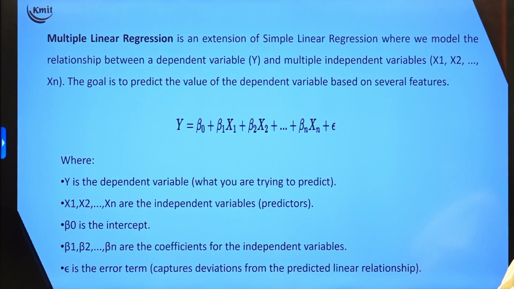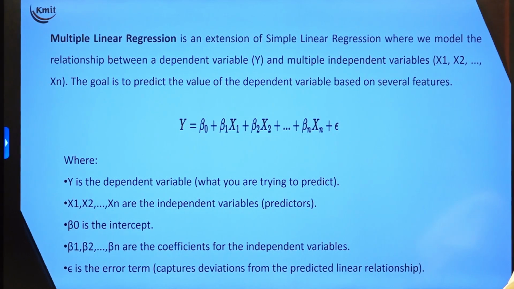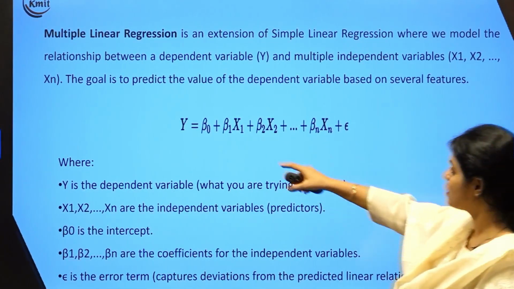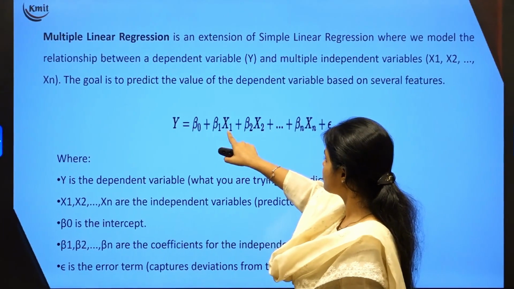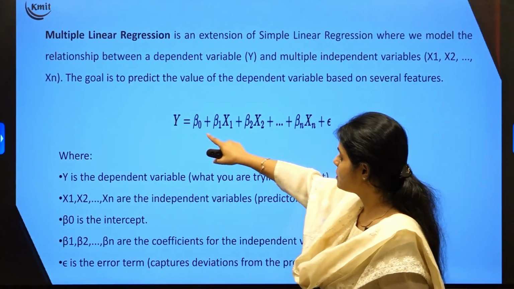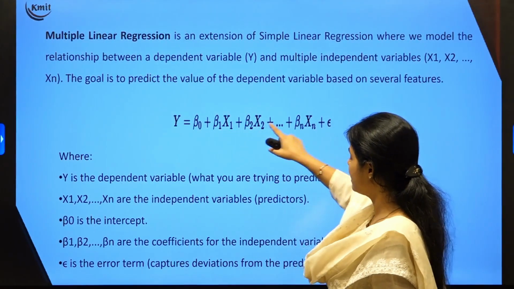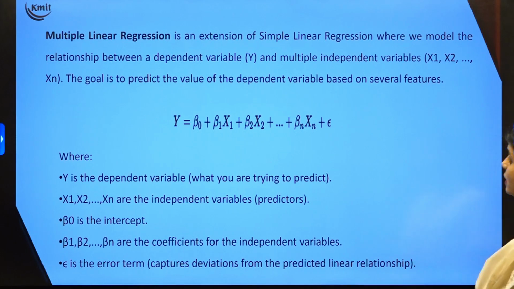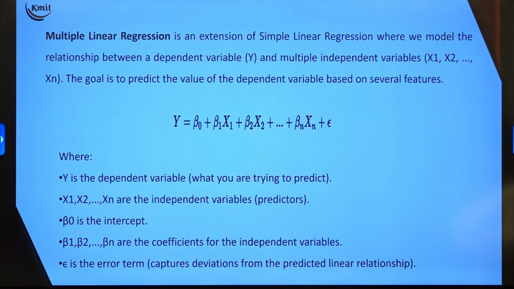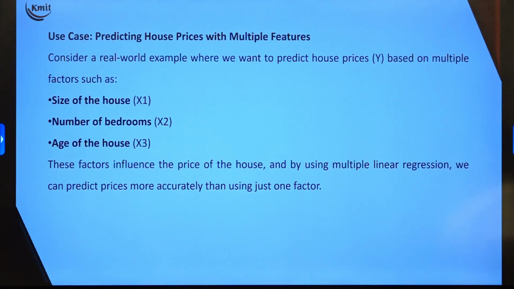where y is the output variable, or we call it the dependent variable, and x1, x2, x3 etc. are the independent variables. Depending on how many features we have, we choose that many x1, x2, x3, and then beta naught is the intercept, beta 1 to beta n are the coefficients for the independent variables that we are taking, that is the input features. And finally we have epsilon, which is the error term, which gives you the difference between the actual value and the predicted value. Okay.